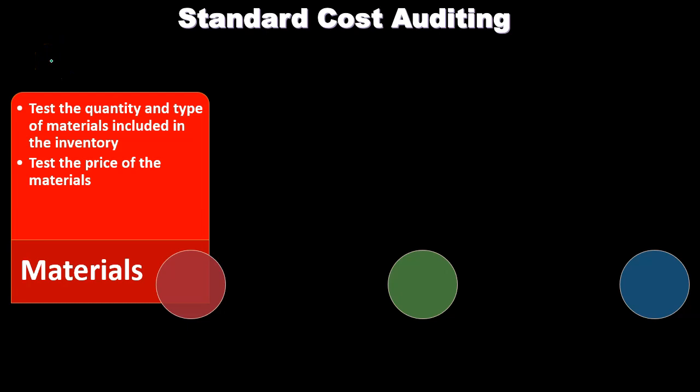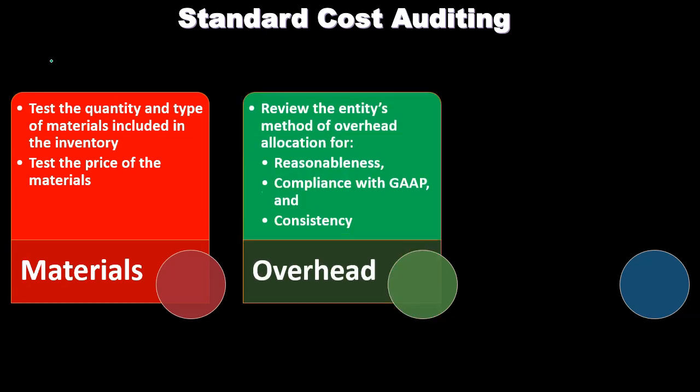Test the quantity and type of materials included in the inventory. Test the price of the materials. So obviously we're going to be considering the standard cost and the actual price of the materials that are in the production process. Overhead. Review the entity's method of overhead allocation.